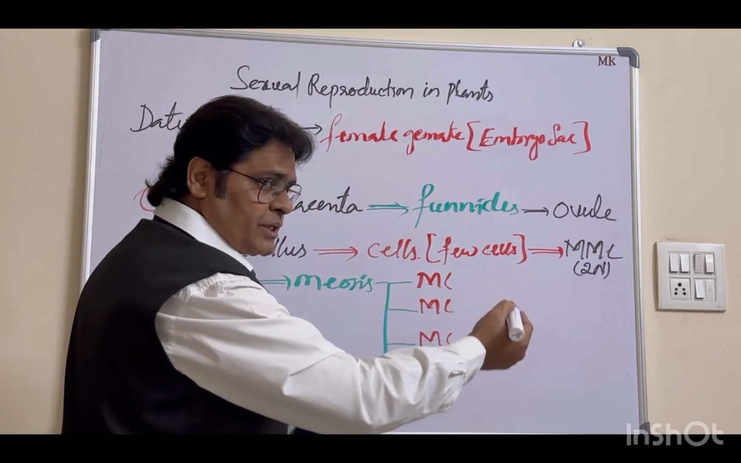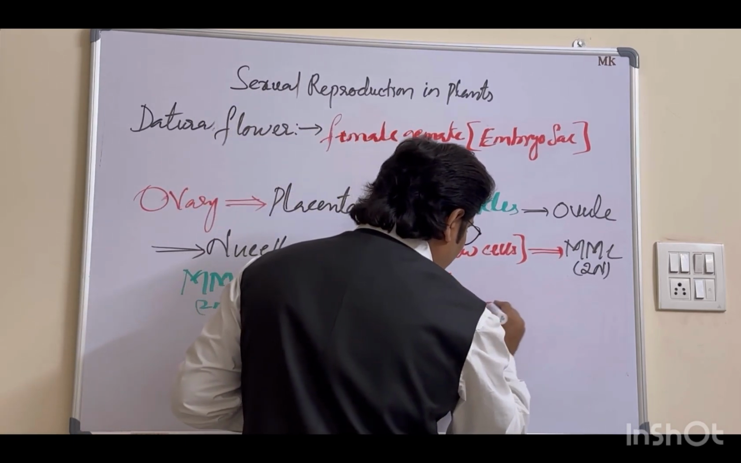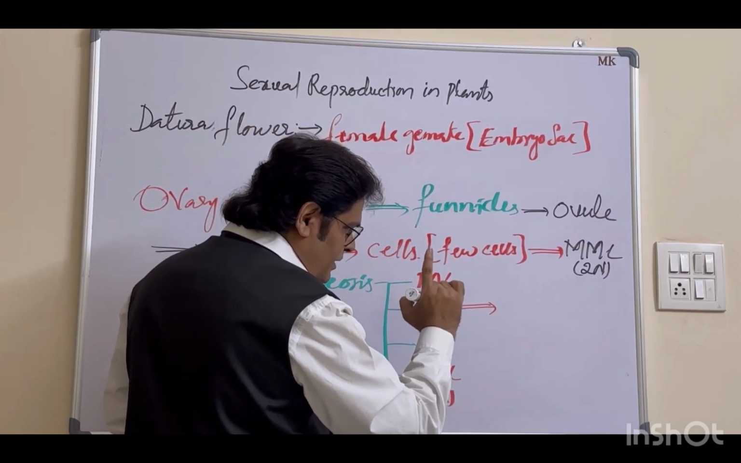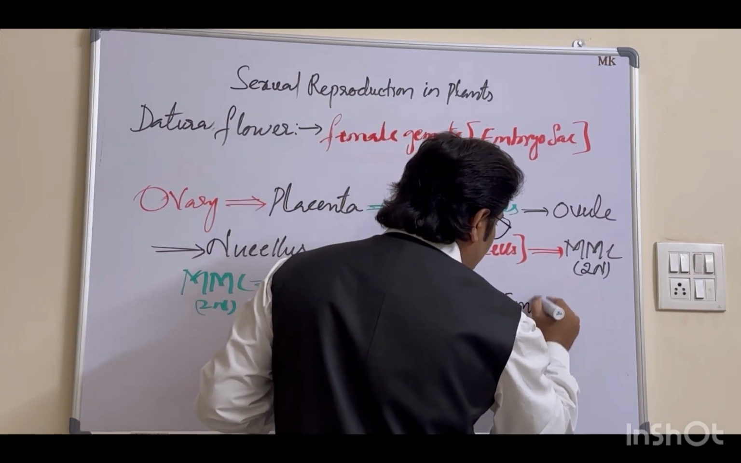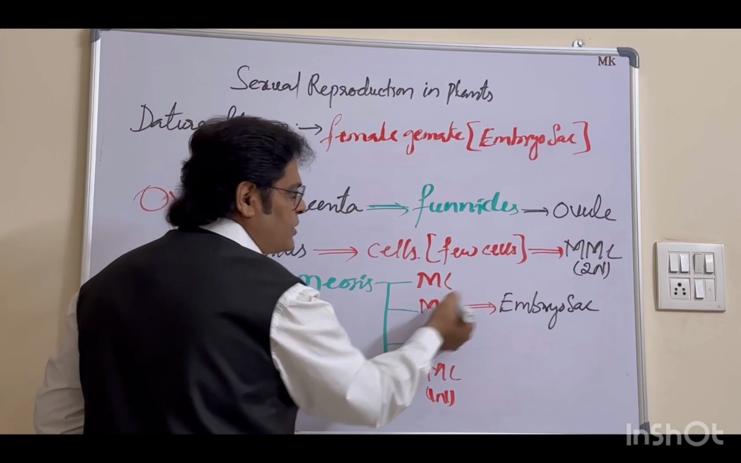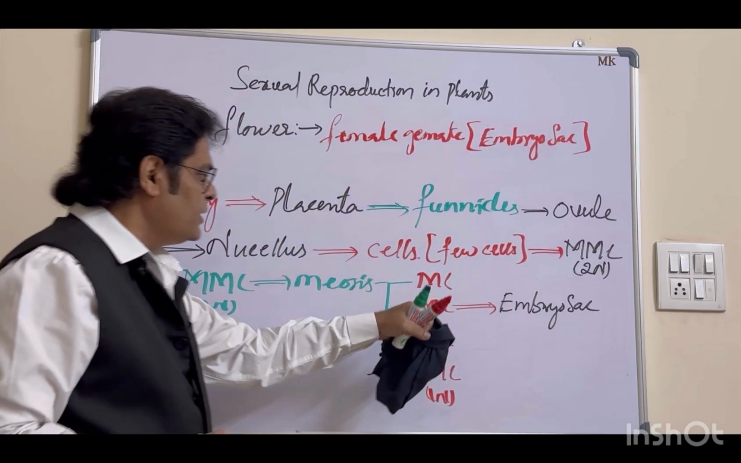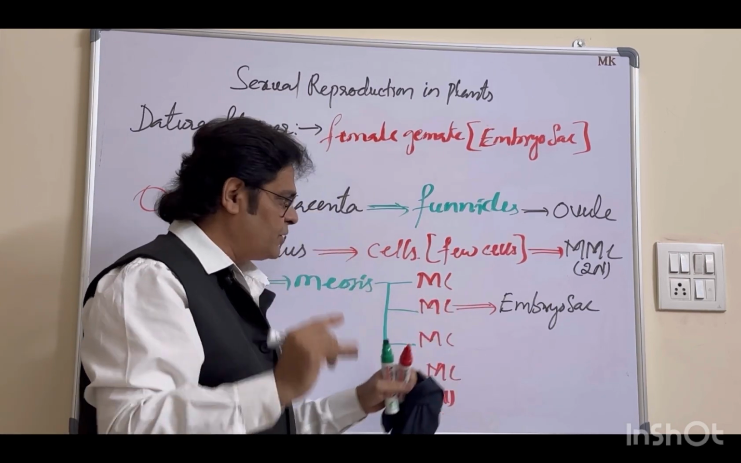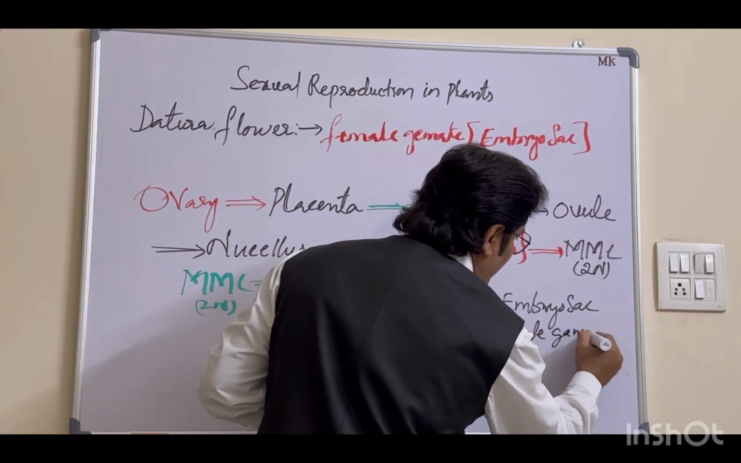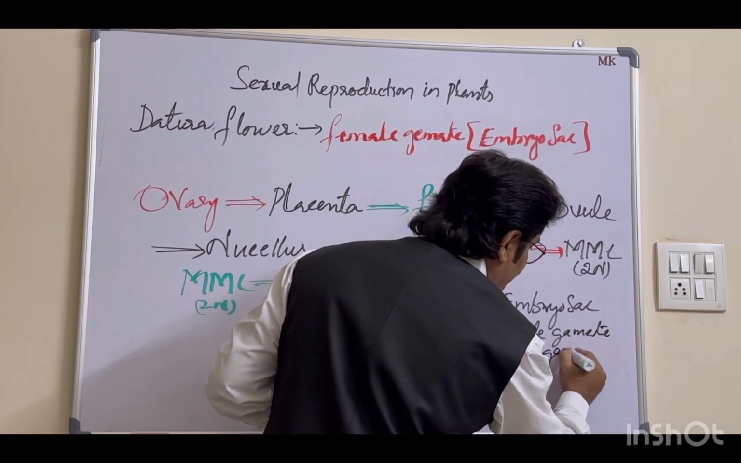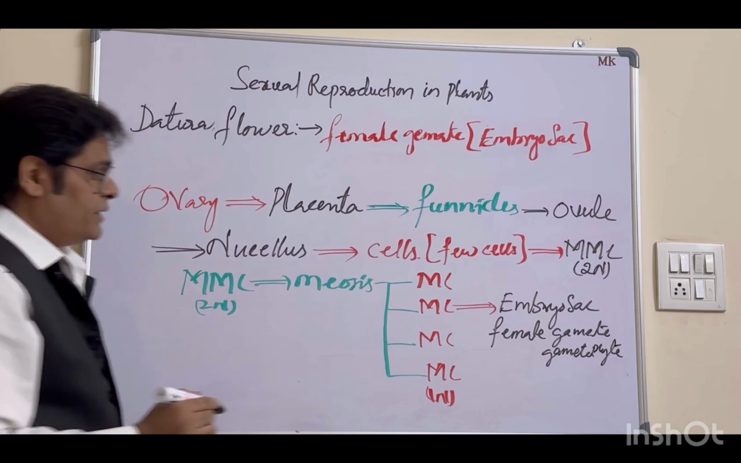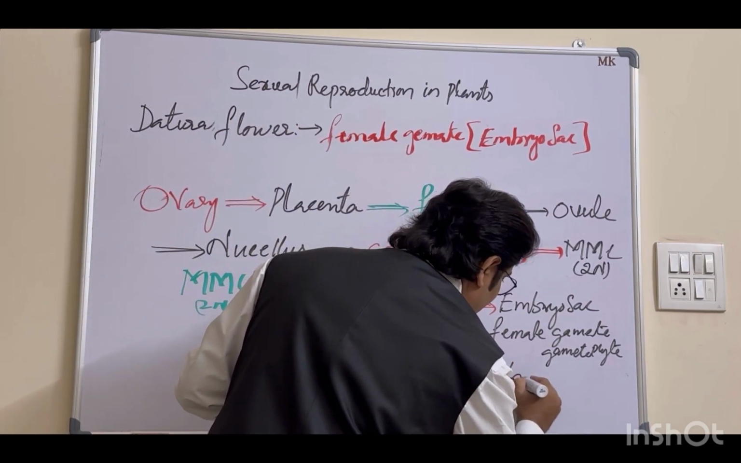Clear? In future, out of these four megaspore cells, any one converts into the embryo sac. The remaining three give energy to the cell to convert it. That's the work of the remaining cells. But anyhow, only one megaspore cell converts into the embryo sac. What is the embryo sac called? Female gametophyte. Embryo sac is called the female gamete or female gametophyte. And the study and formation of the embryo sac is called embryology.